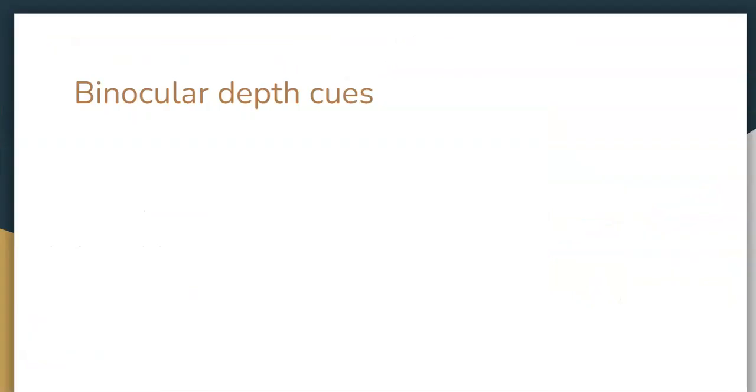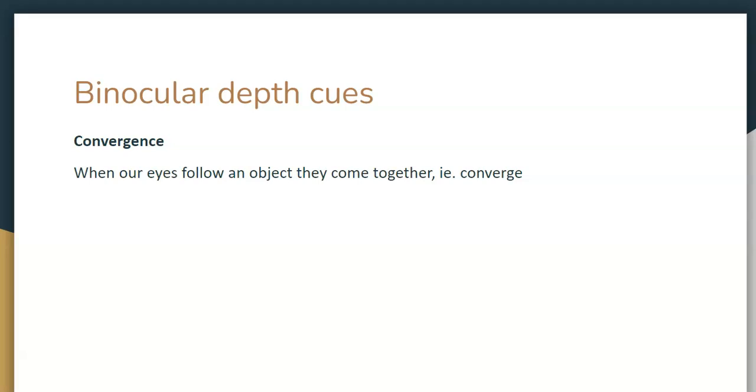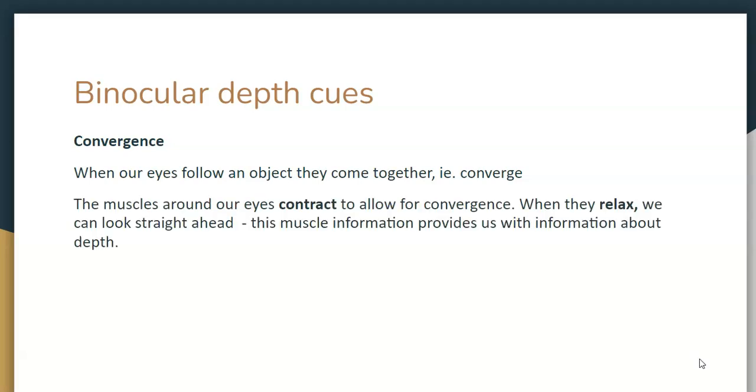Now we also have binocular depth cues. Now remember, this requires both of our eyes. The first one we're going to look at is convergence. So convergence is when our eyes follow an object, they start to come together. The word convergence or converge just means to come together. Now the muscles around our eyes contract when our eyes meet or come together, and they relax when we look straight ahead. And what happens is this muscle information, how much our eyes are having to work, gets sent to our brain. And this gives us information about how far something is away.